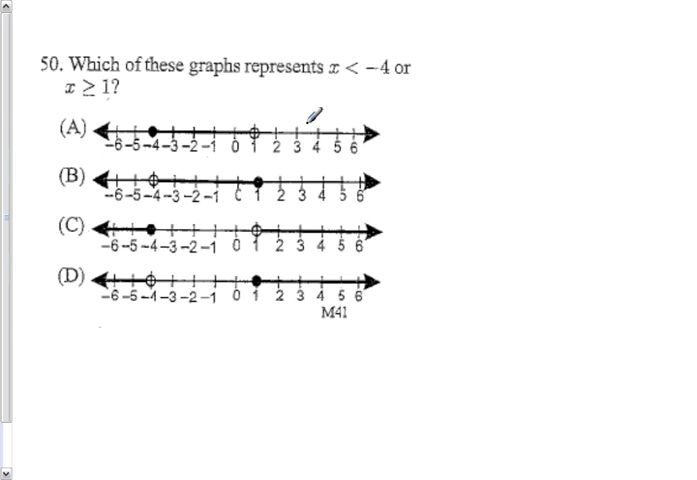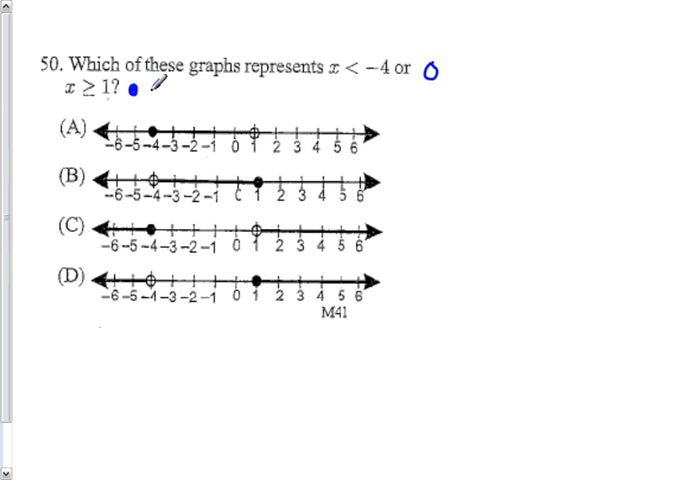When we talk about it on a number line, when x is going to be less than -4 and there's no equal to sign, at -4 we should have an open circle. And then, or x is greater than or equal to 1. So at 1 we should have what we call a closed circle, or it should be darkened in or filled in just like that.